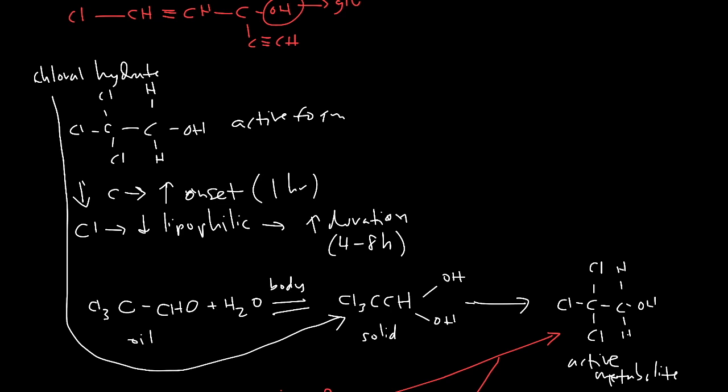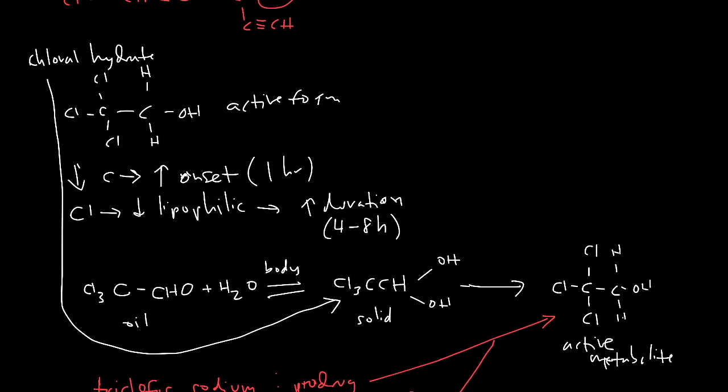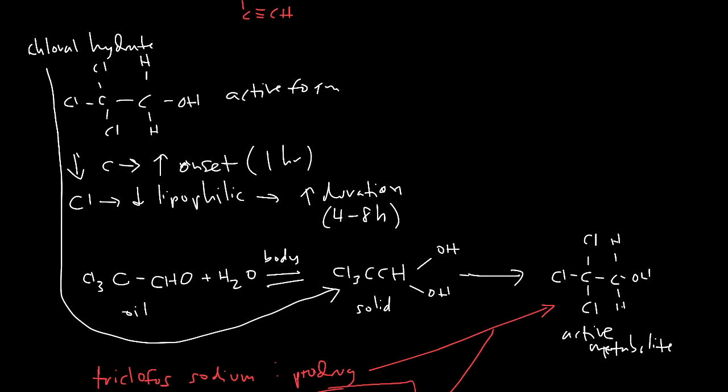It has fewer carbons than ethchlorvynol, therefore has a less quick onset and longer duration of action, especially because it has the hydrophilic or polar chlorine groups. The active metabolite of chloral hydrate is the single hydroxyl form. Triclofos sodium is a phosphorylated prodrug of the active metabolite of chloral hydrate.